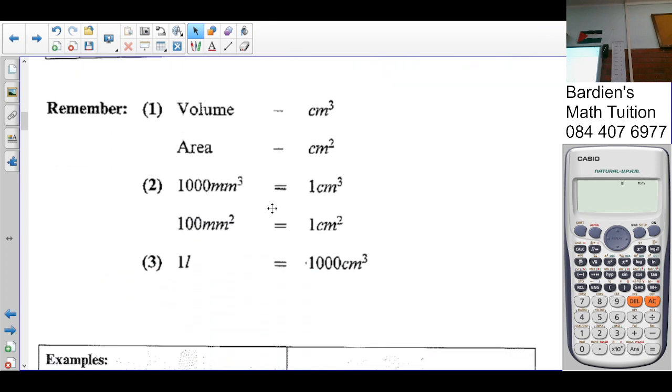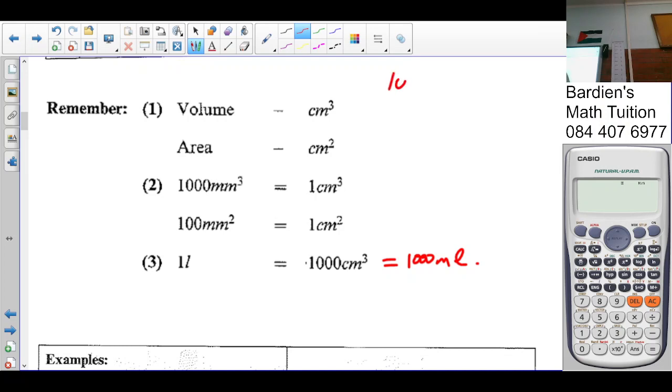Then this is something new here. The area will be centimeters squared. The volume will be centimeters cubed. Something that you added on was 1,000 millimeters cubed is equal to 1 centimeter cubed. Also 100 millimeters squared is equal to 1 centimeter squared, and 1 liter is 1,000 centimeters cubed. But these conversions, say you can't remember them in an exam.